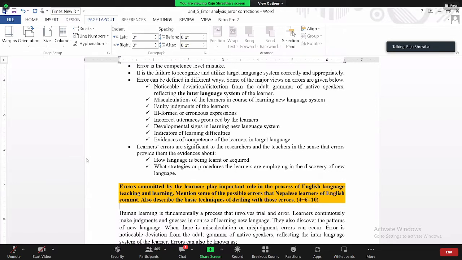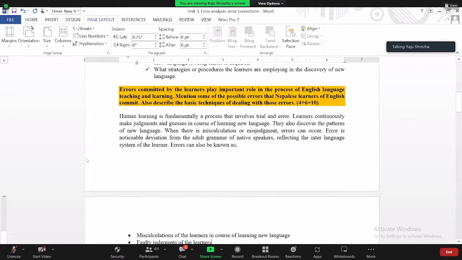Errors will come, for example, he says "he cans play", so how do we deal with this kind of errors? How can we respond to this kind of errors produced or committed by the Nepalese learners of English in English language class? This kind of thing we have to see. This is just introduction part.